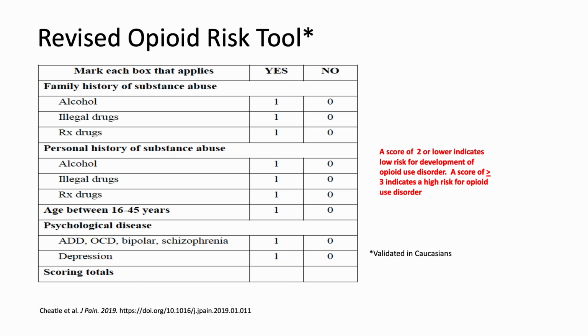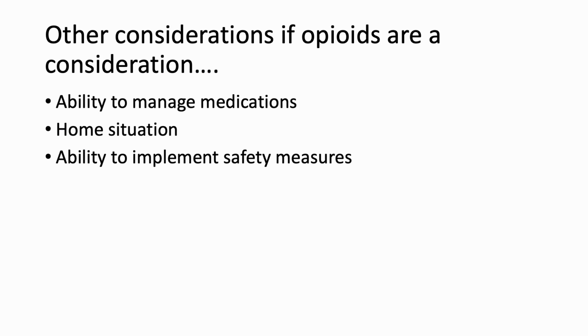Is there a personal history? Is that person between the ages of 16 and 45, or have attention deficit disorder, obsessive compulsive disorder, bipolar disorder, schizophrenia, or depression? All these are potential risks in the development of opioid use disorder. And there are some other considerations if opioids are prescribed. Can that person manage the medications at home? If they're cognitively impaired or have even mild cognitive impairment, prescribing a medication every 4 hours around the clock may not be appropriate versus a patch they can put on once a week.